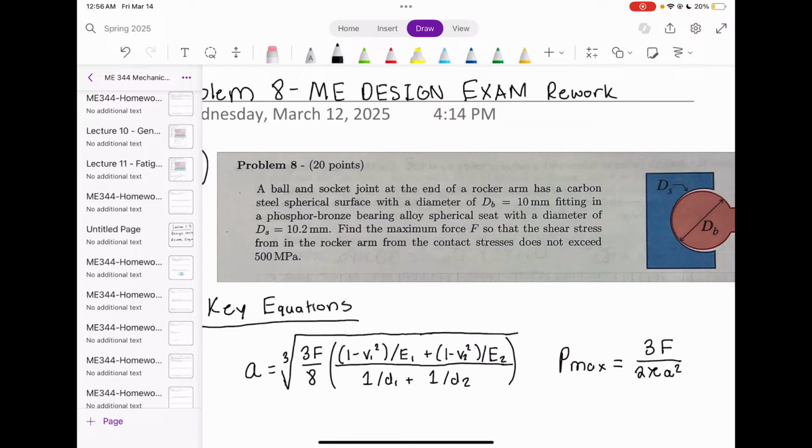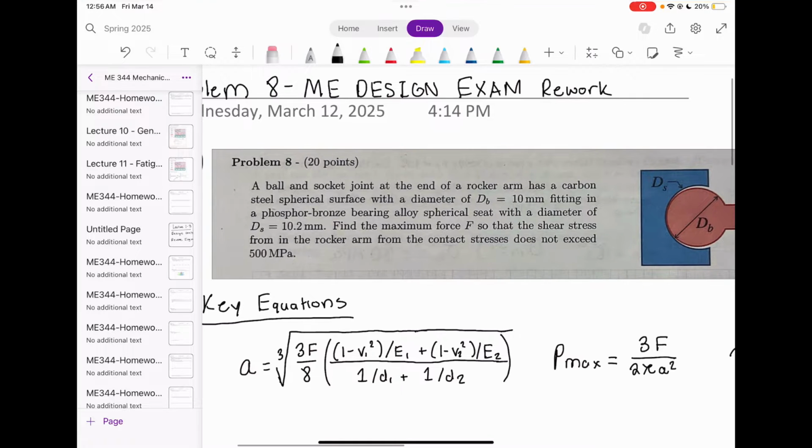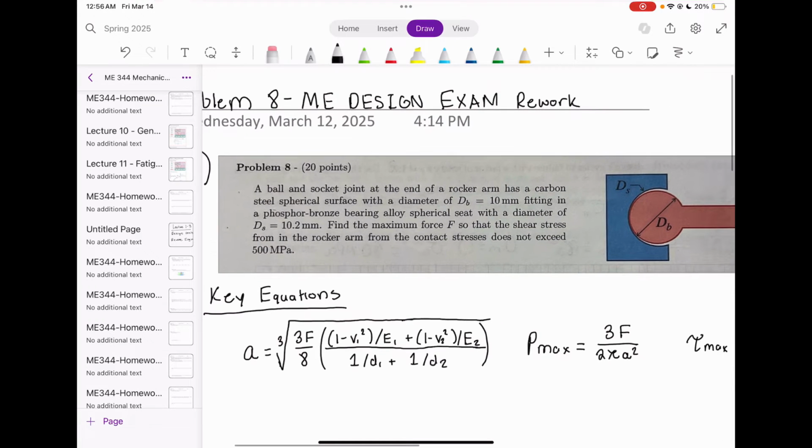The problem starts with a ball and socket joint at the end of a rocker arm that has a carbon steel spherical surface with a diameter of dB, equal to 10 millimeters, fitting in a phosphorus bronze bearing alloy spherical seat with a diameter of ds, equal to 10.2 millimeters. The problem asks us to find the maximum force so that the shearing stress in the rocker arm from the contact stresses does not exceed 500 megapascals.